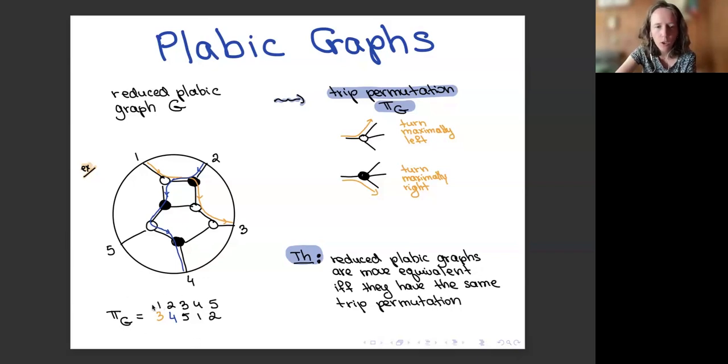I now record this in my trip permutation. This is a permutation in 2-line notation. It says that 1 is going to map to 3. So vertex 1 gives me a trip that ends at 3. Similarly, if I were to start at 2, I would go here, hit a black vertex, turn right, turn left, turn right, left, and end at this 4. So my trip starting at 2 ends at 4, which means my trip permutation sends 2 to 4, and so on. You can keep doing this and you get some permutation in S5.